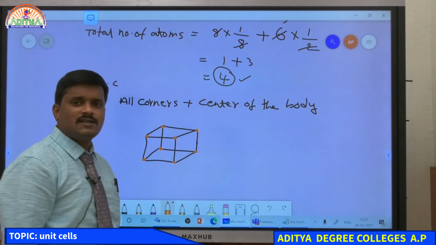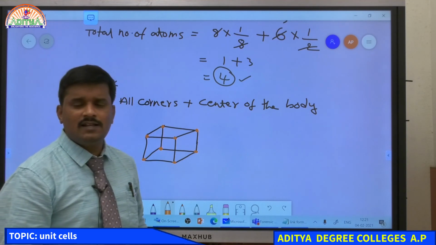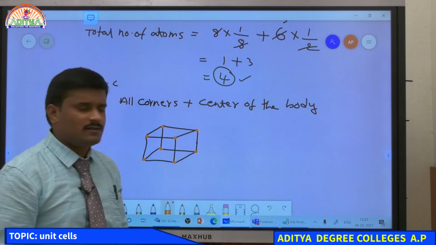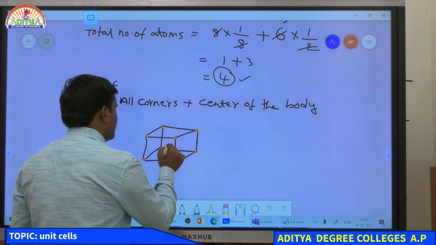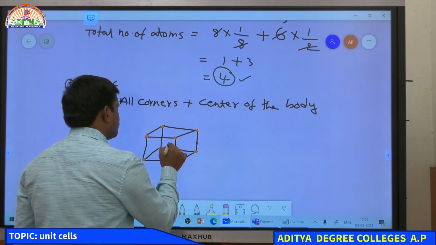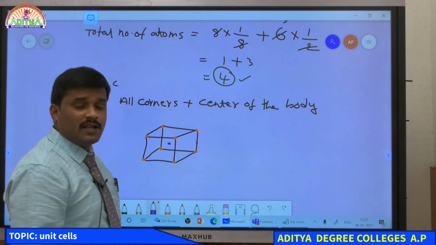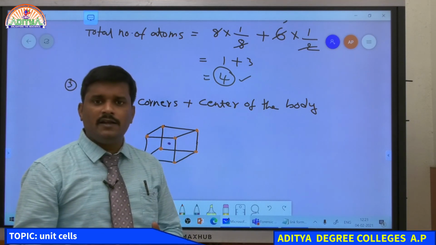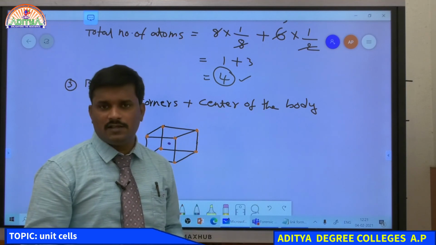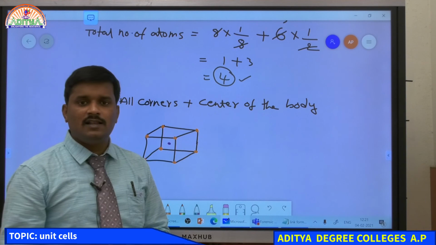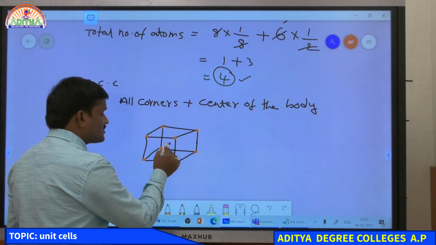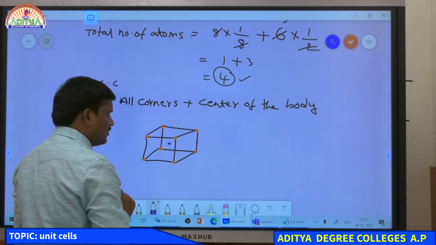So, how many centers are there? For any unit cell, there is only one center. So, this is the center. So, here one more point is present at this center. And also the contribution of a center point is only 1 for one unit cell, because each center belongs to a unit cell itself only. Therefore, this is the center for this unit cell only.